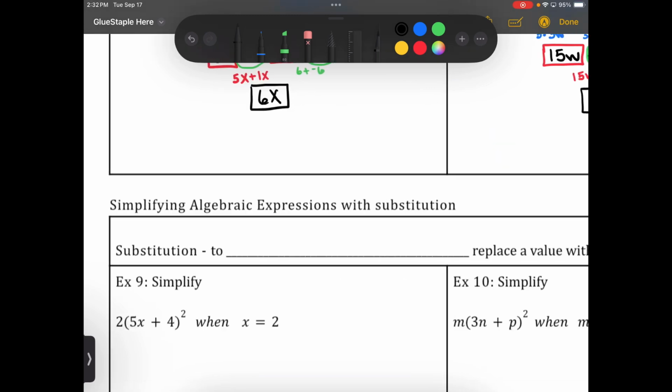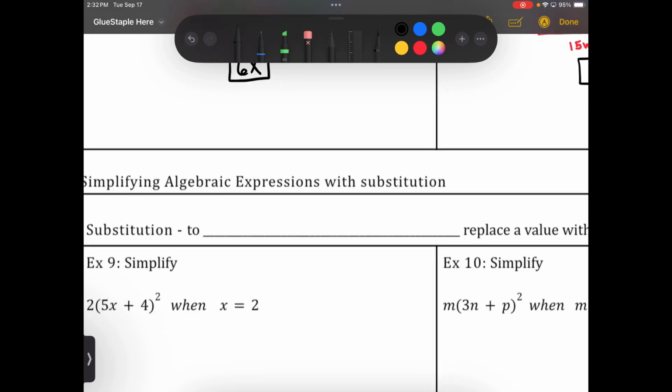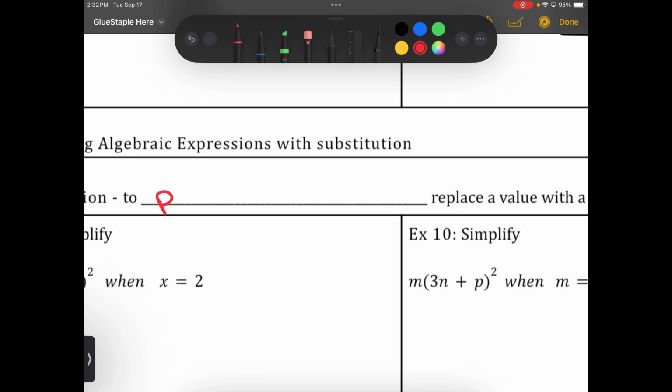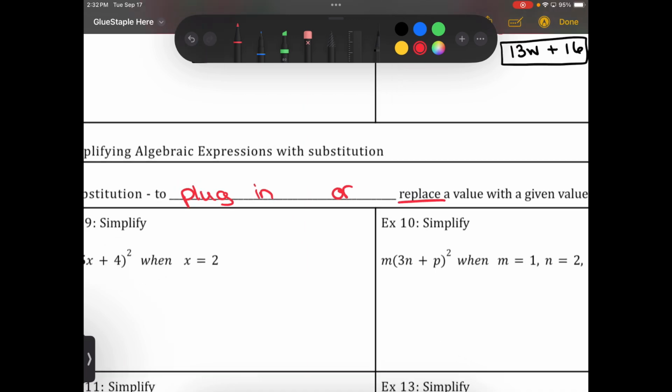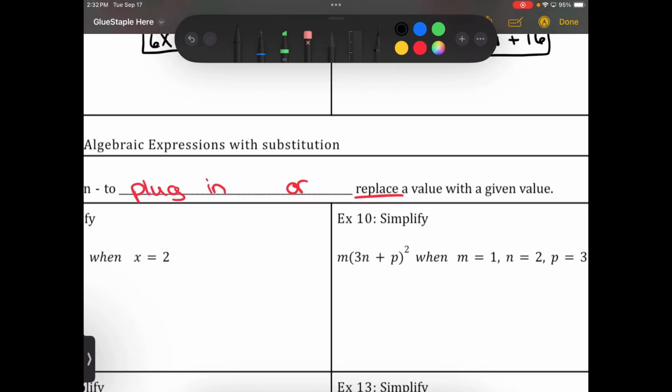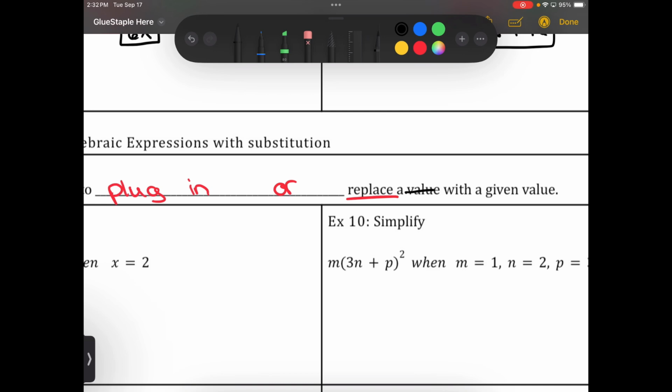So here we have simplifying algebraic expressions with substitution. So basically, I'm going to teach you guys how to take a given value and plug it in for the variable. Okay, so substitution is to plug in or replace. And it says a value with a given value, but I want you guys to mark off value, and I want you to put replace a variable with a given value. That word should have been variable. So plug in or replace a variable with a given value.